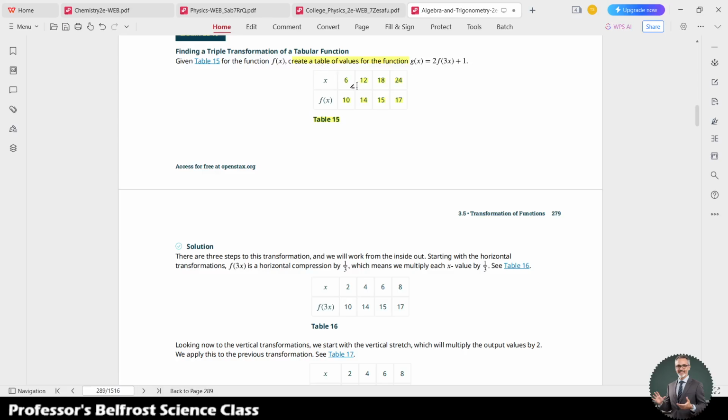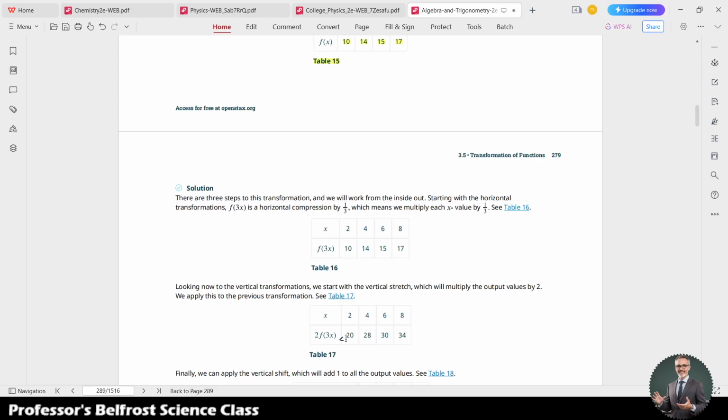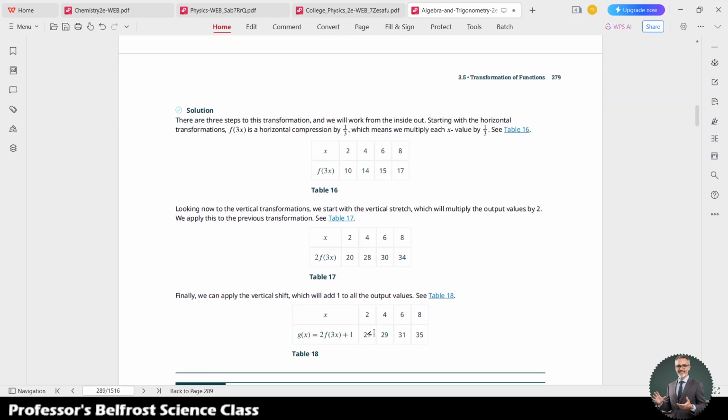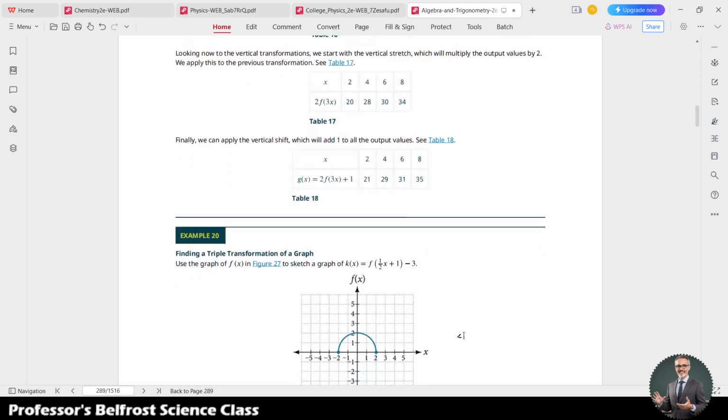So you see you have 6, 12, 18, 34. It means you have 3x here. It means that it's compressed 3 times. So it is 2, 4, 6, 8 now for the f(3x). And then you multiply 2 times, so a larger 2 times the row below. And then you add 1 to the output.